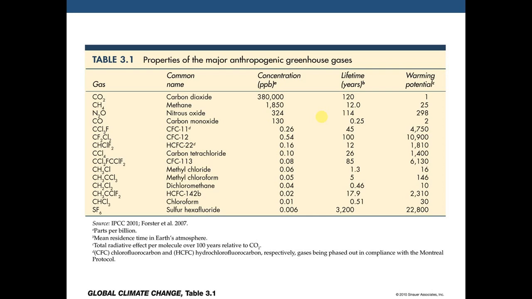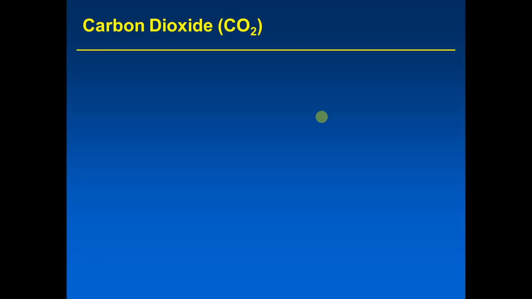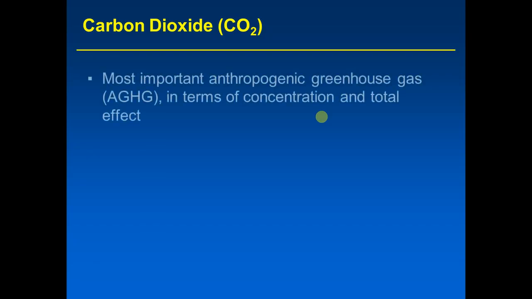So, let's review these greenhouse gases. Let's review some of the sources of them, where they come from. Let's try to answer the question: how much of the global warming we've seen is caused by a single greenhouse gas? Okay, there's statistics offered in the book that we'll be discussing. So carbon dioxide, CO2, we know it's the most important anthropogenic greenhouse gas, or AGHG, in terms of concentration and total effect, shown by the radiative forcing diagram.